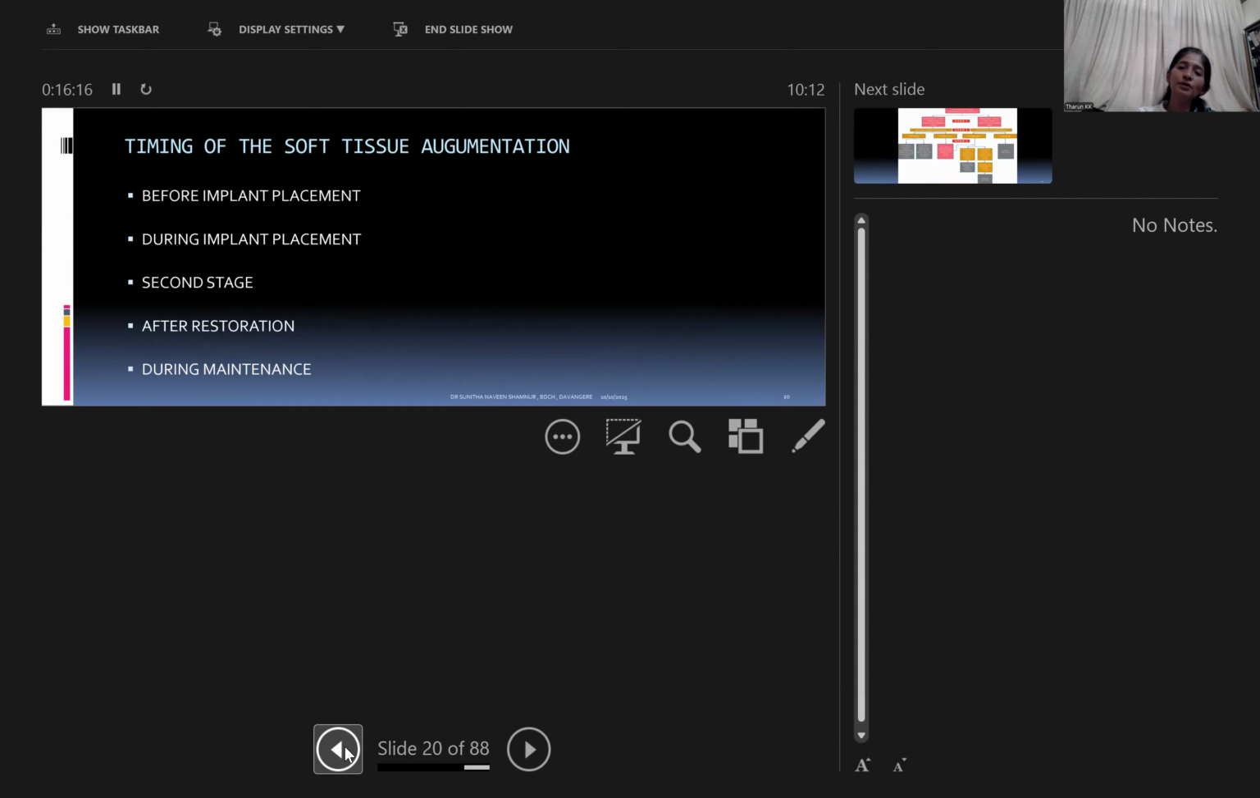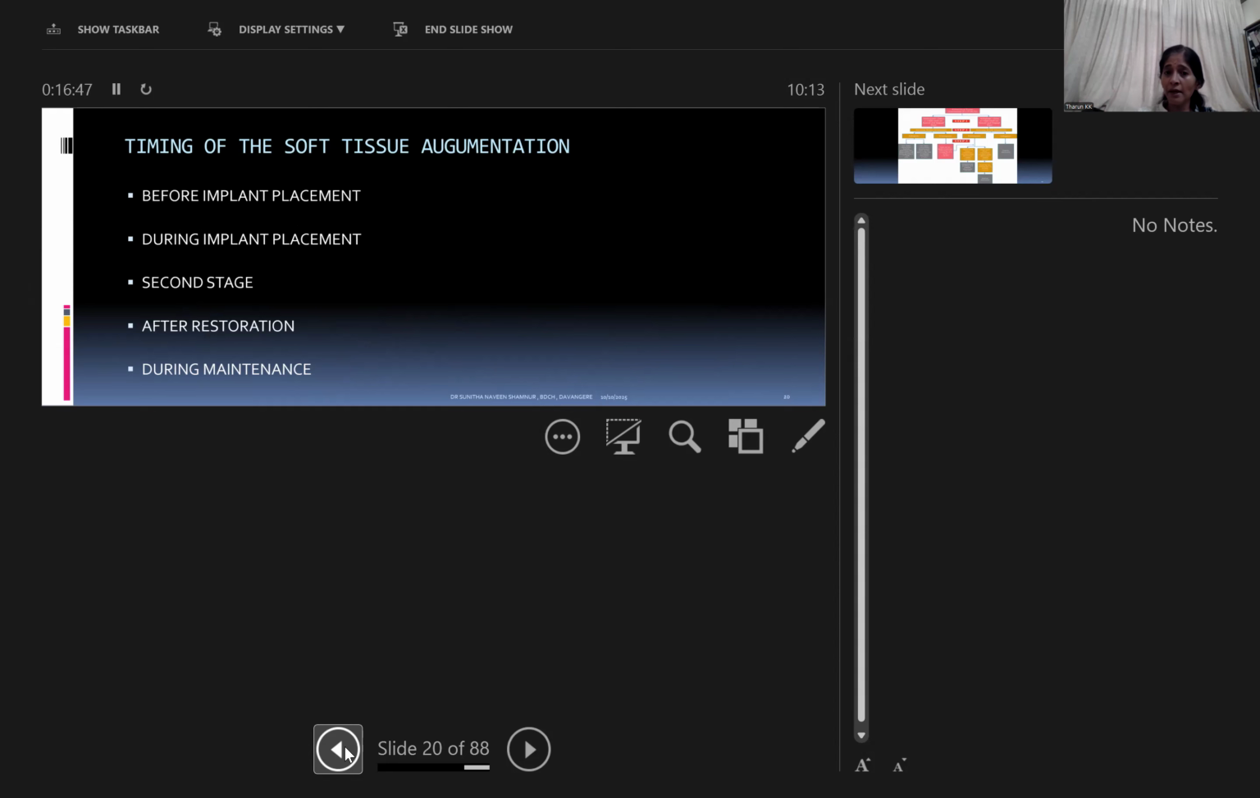So when do you want to start with your soft tissue augmentation? Either during the implant placement, or during your implant placement second stage, or after restoration, or during the maintenance phase. Let me tell you here, there is no timeline as such from the time of the surgery till the maintenance phase after 5 years or 10 years where the soft tissue is going to remain the same.